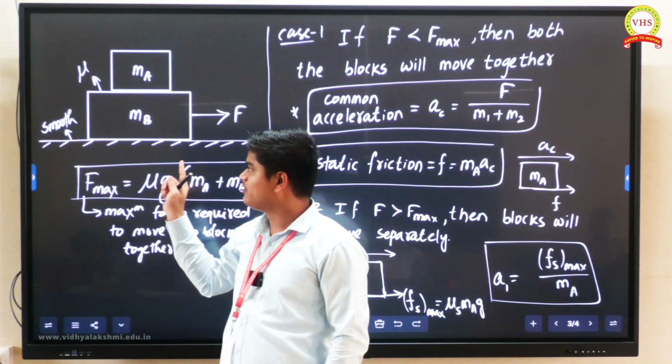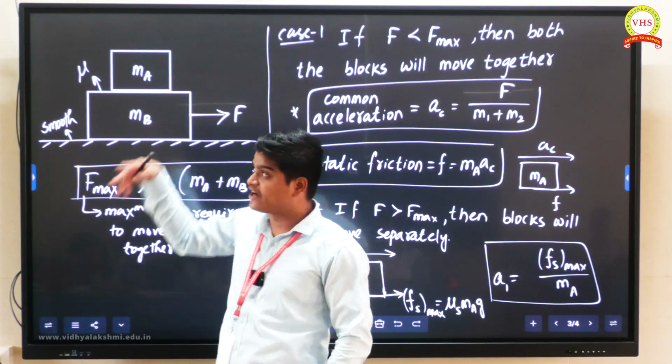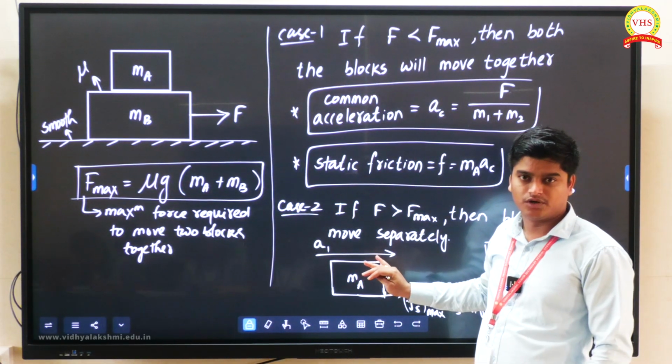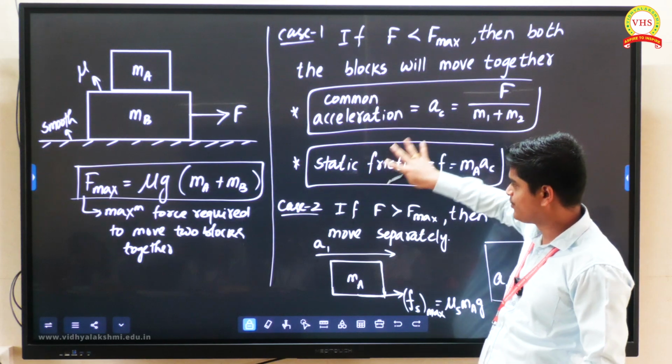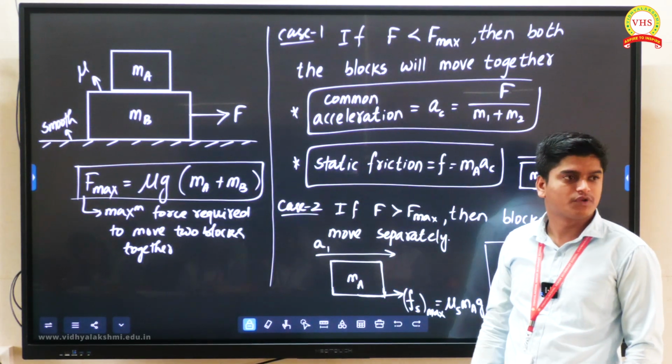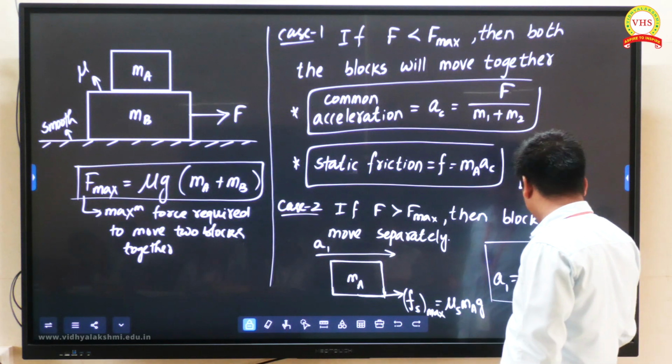So now we'll try to find what F max is and we'll check first. You have to check whether bodies are moving together or not. If bodies are moving together, this is the formula you have to apply. If they are moving separately, then this is the formula you have to apply. Okay, clear? Now let's see one question here.